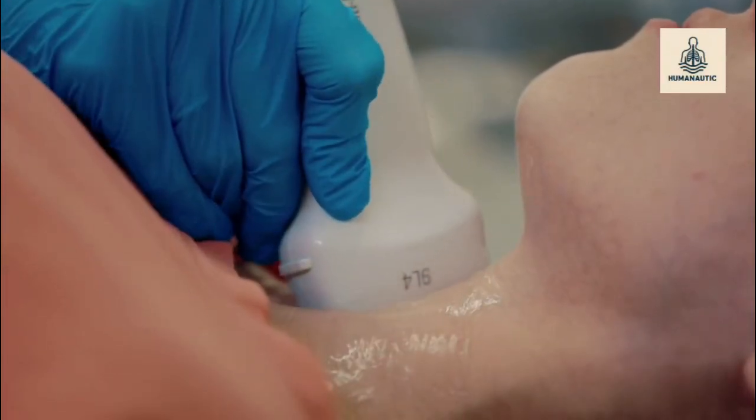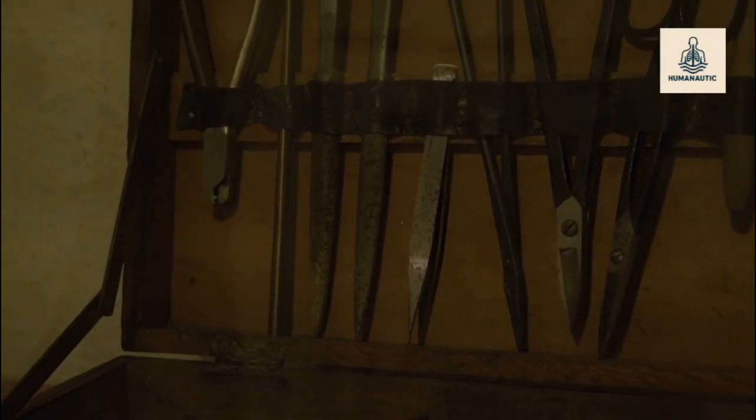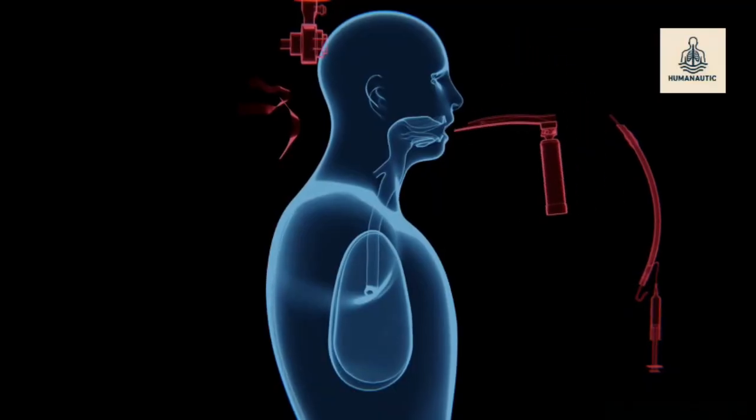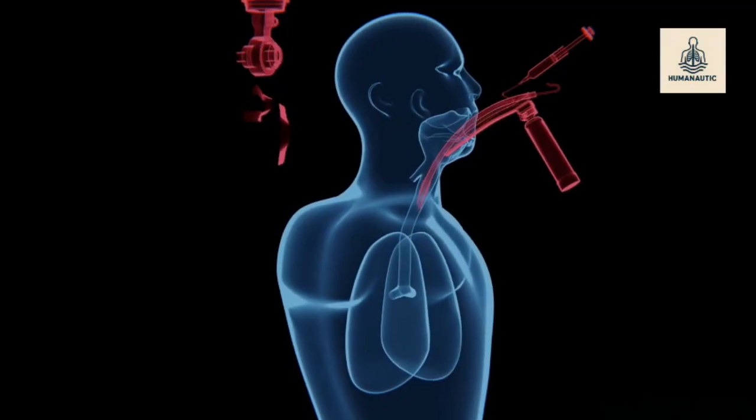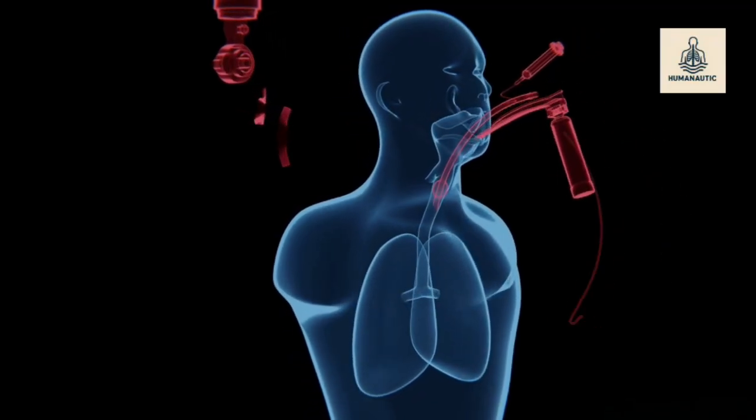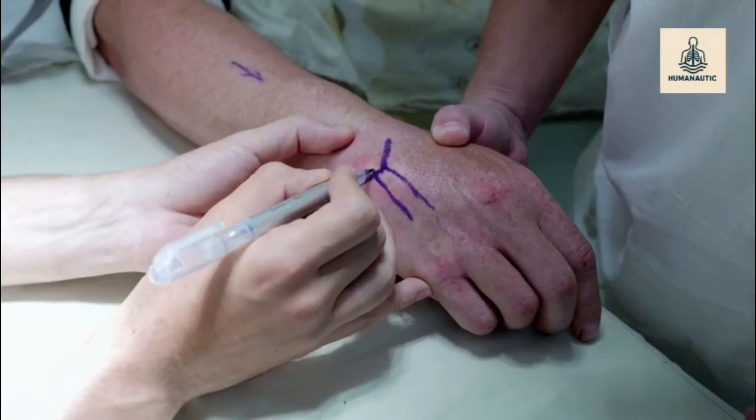The basic instruments required include a scalpel, hemostats, retractors, a tracheal hook, tracheal dilator, suction device, and the tracheostomy tube. The patient is positioned supine with the neck extended, often with a shoulder roll placed beneath the shoulders to expose the surgical field. Let's now go through the step-by-step surgical technique.